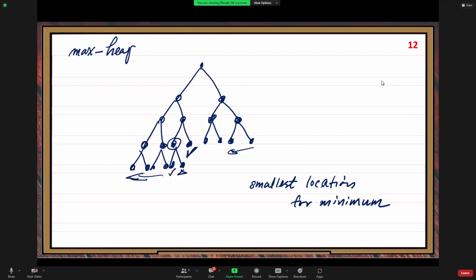So this is in the leaf range. The earliest place you can push. Smallest.